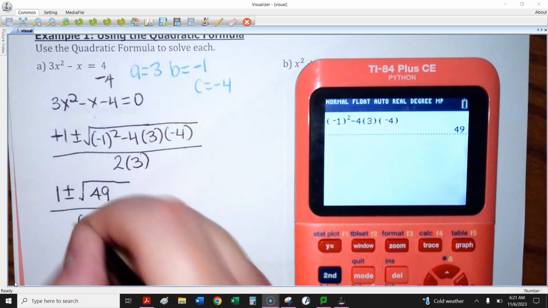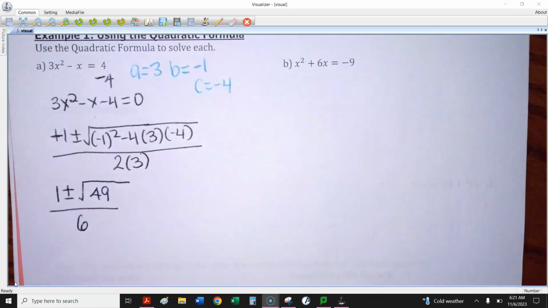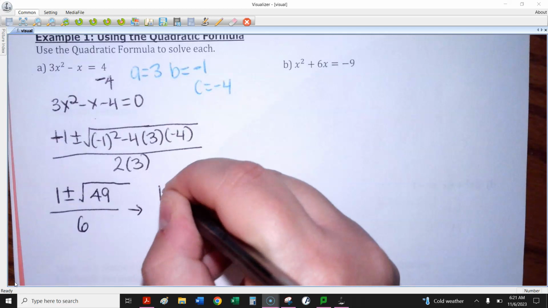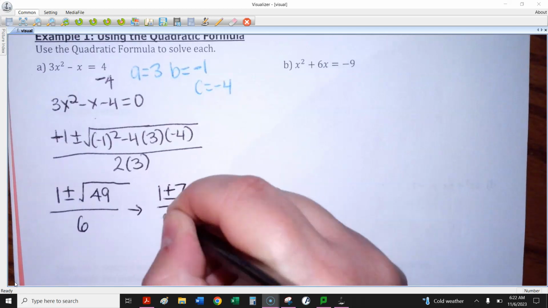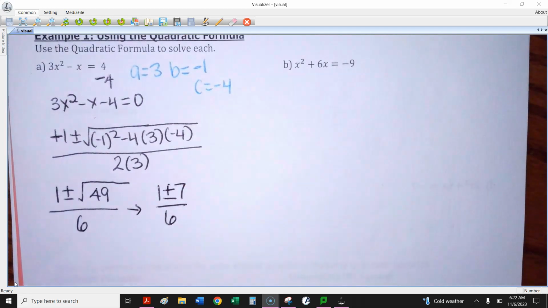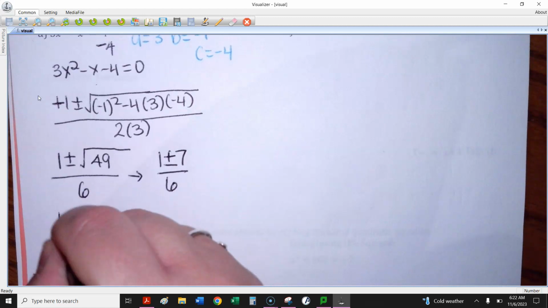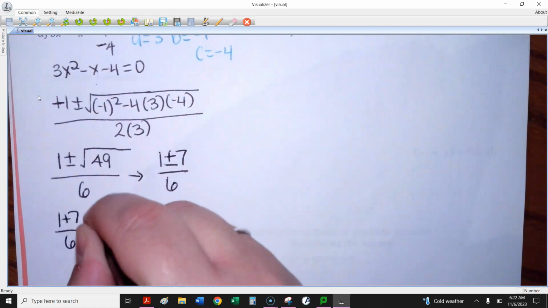Now, this particular question is really nice for us because what I ended up with under my square root was 49, which is a perfect square. So this is really 1 plus or minus 7 over 6. Now, you can simplify that. So I'm going to do 1 plus 7 divided by 6. That would be 8 over 6.